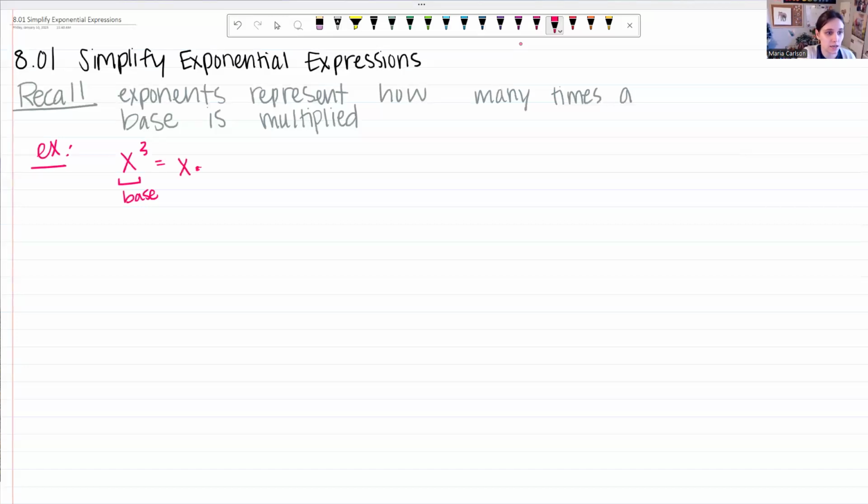So x times x times x, multiplied 3 times. Similarly, maybe if I have a times a times b times b times b times b times c, I would want to condense that. This is what we would call the expanded out version. I'd want to condense that together. And I notice I have two a's. So I could write that as a squared, two a's multiplied together.